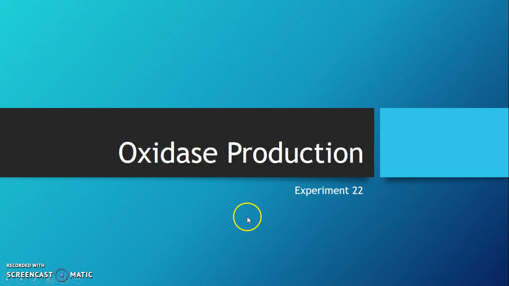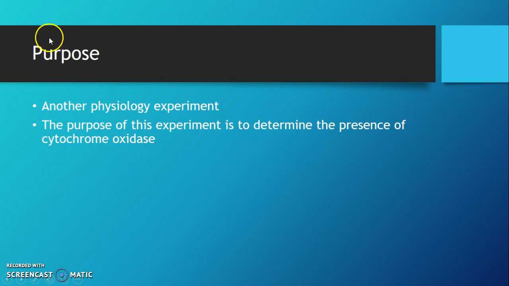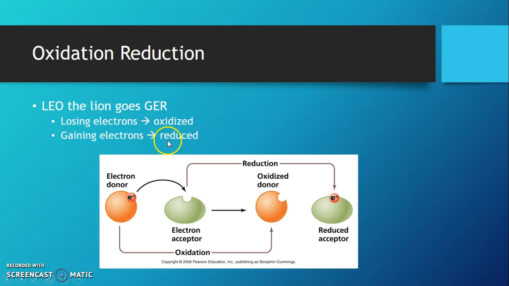Alright, so the next experiment is oxidase production. The purpose of this one, it's another physiology experiment in which we're talking about how to classify certain organisms not based off of their cellular or colony morphologies. But the purpose of this experiment is to determine the presence of the cytochrome oxidase, and that's another enzyme that we're going to be talking about.